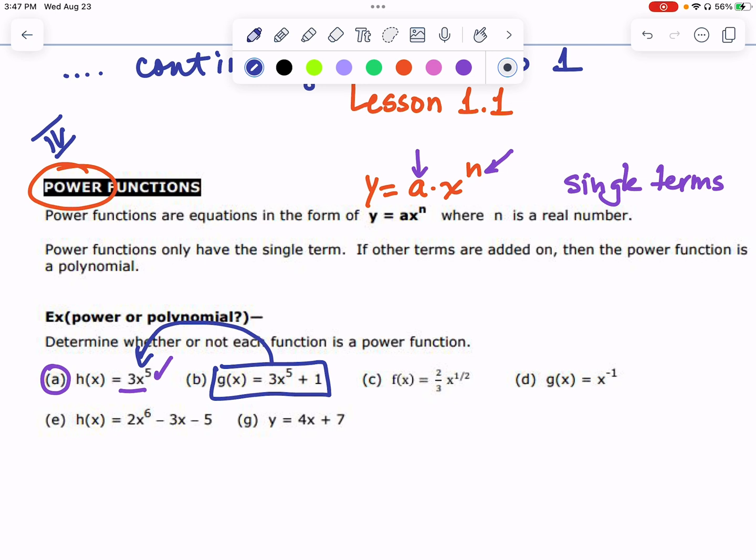The reason we talk about it is because functions behave like power functions on the extremities, like on the very far right side or the left side. We'll talk about that later.